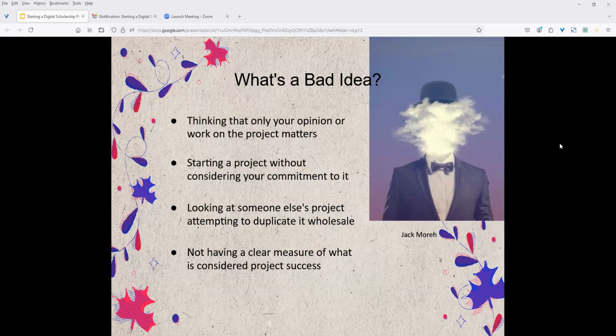And last, you need to have sort of a clear measure of what is considered project success. If you don't have that, how do you define success and completeness? How do you know that you've won the day and that you can walk away from this project? If you're not clear on that, if it's open-ended, that's not a project. A project has a beginning, a middle, and an end. So you have to decide what would count for success for you.